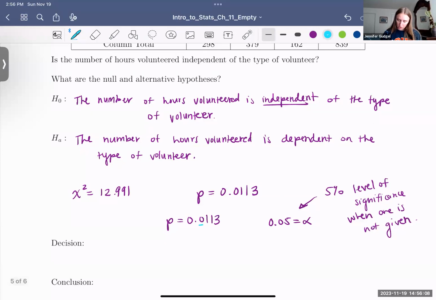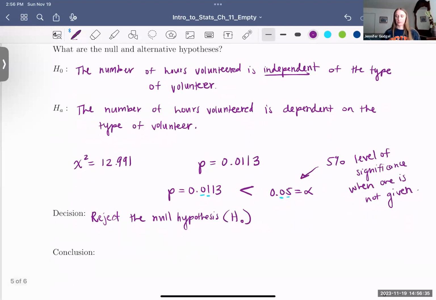Comparing digit by digit, we have zeros to start. 1's next, 1 and 5, sorry. So alpha is bigger than p. If the p is low, the null must go. So our decision is that we do indeed reject the null hypothesis, which is our H naught. Okay, so you either say reject H naught or reject the null hypothesis.